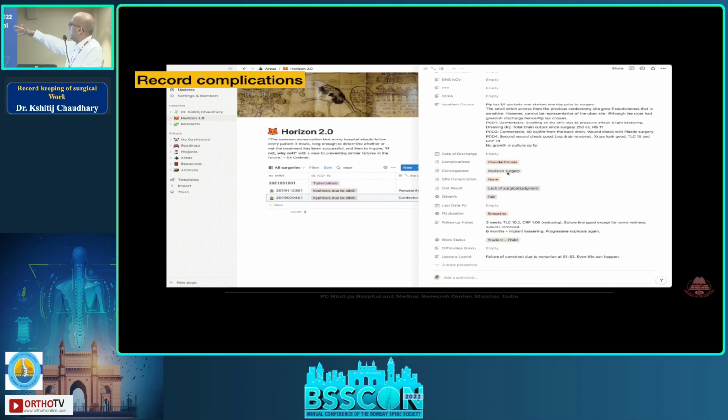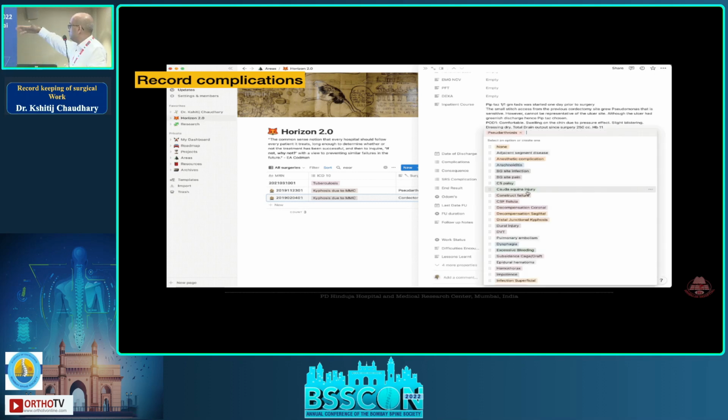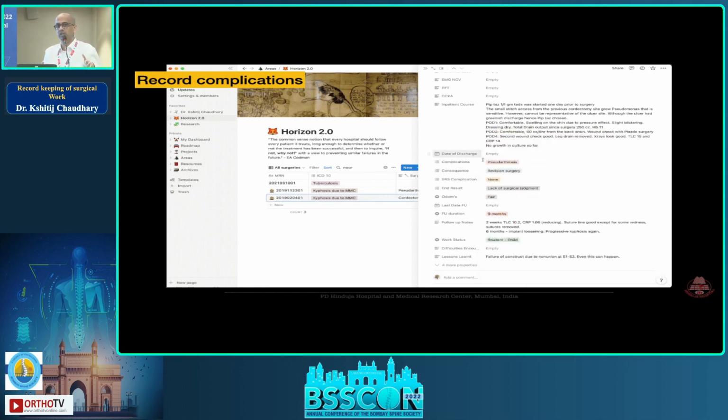Obviously you can record complications, and if you are unfortunate enough to have multiple complications in a patient, you can put multiple complications for that patient. But the important thing is I tend to use the end result classification by Codman, because it gives you a way of thinking about what really went wrong with a particular patient.